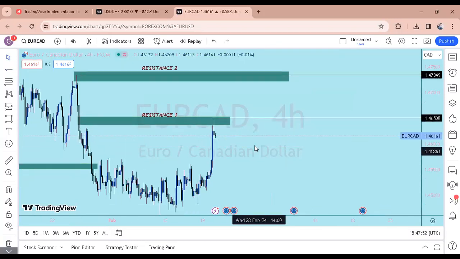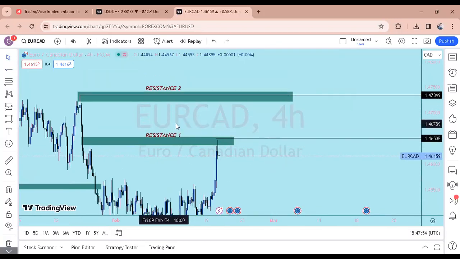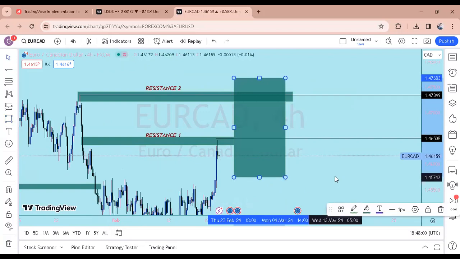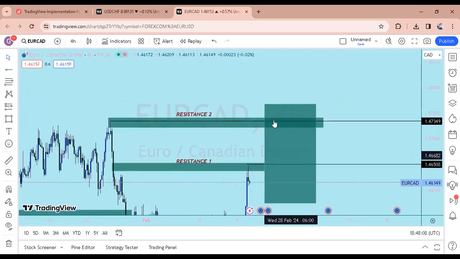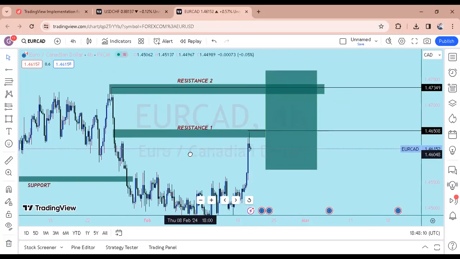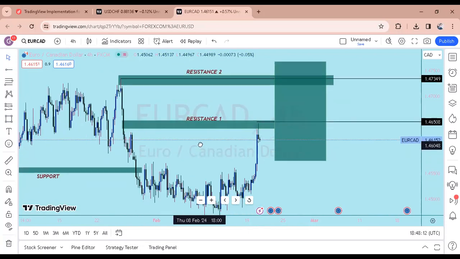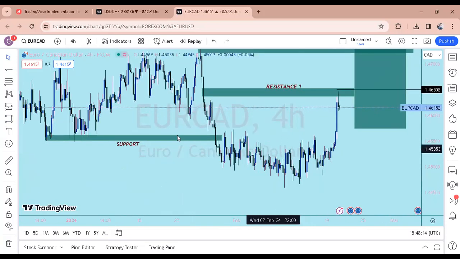You can see that now these are showing me my resistance for the week. So these two zones are my two zones to look out for a sell. If the market fails to respect this resistance illustrated here, then this place should hold for this week.